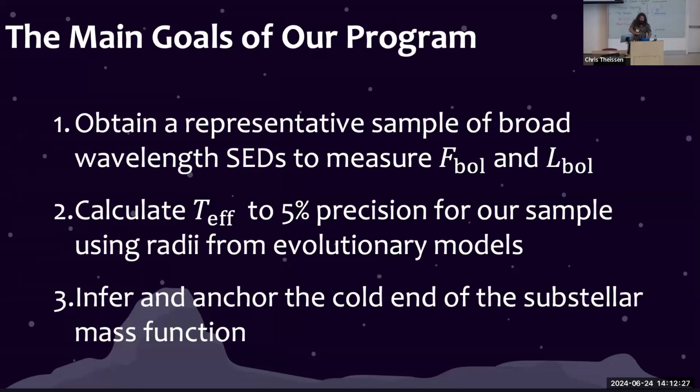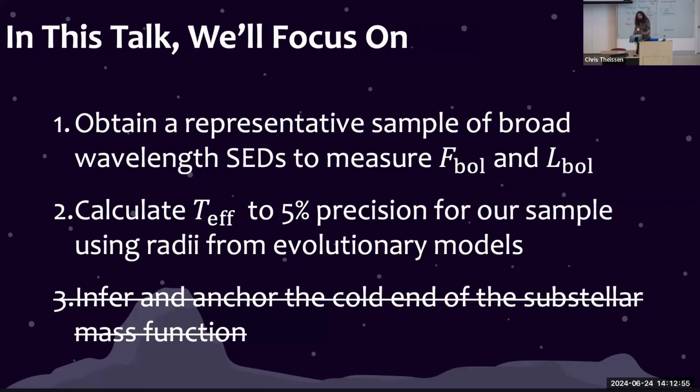With this proposal, our main goals were to first obtain a representative sample of broad wavelength SEDs so we could calculate bolometric flux and bolometric luminosity, and then to calculate effective temperature using that bolometric luminosity and previously collected parallaxes to get effective temperatures with 5% precision for the full sample, using radii derived from evolutionary models, and using these luminosities and temperatures to infer and anchor the cold end of the substellar mass function. In this talk, I'm going to be focusing primarily on those first 2 topics.